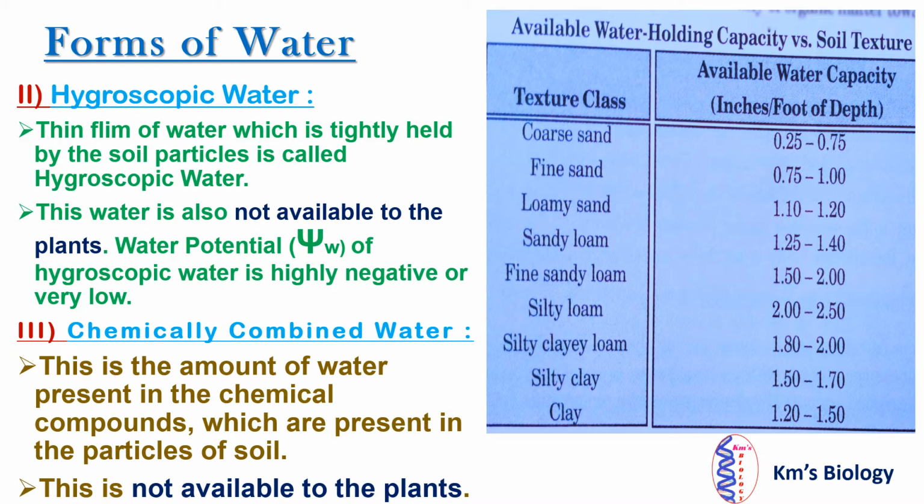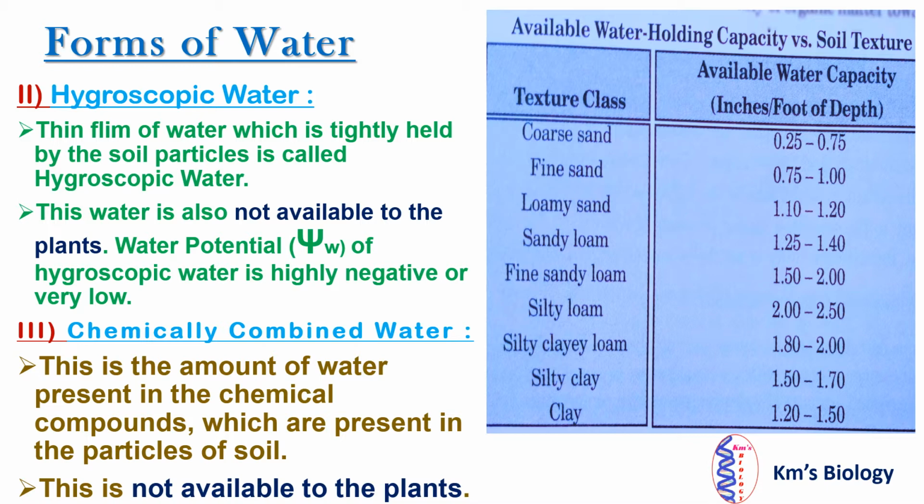The third form of water is chemically combined water. This is the amount of water present in the chemical compounds which are present in the particles of soil. This is also not available to the plants.